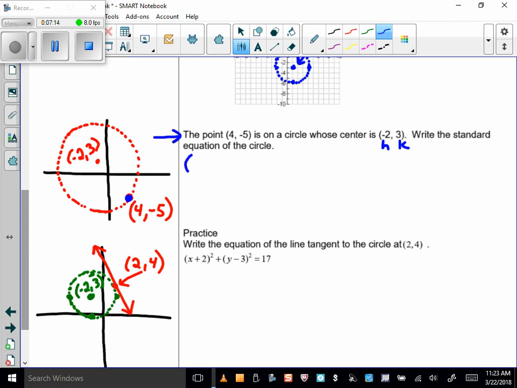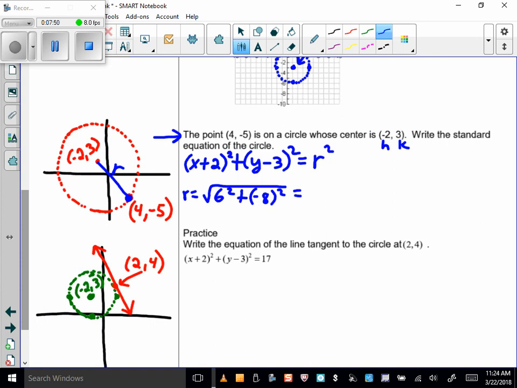Okay, well I know that x plus 2 squared, because h is -2, plus y minus 3 squared equals r squared. I don't know what r is. Oh, but look, this is very similar to the other problem that we had a while ago, right? We've got to find the length of r. So we're just going to use the distance formula. r equals the square root of 4 minus -2, so 6 squared, plus -5 minus 3, so that's -8 squared.